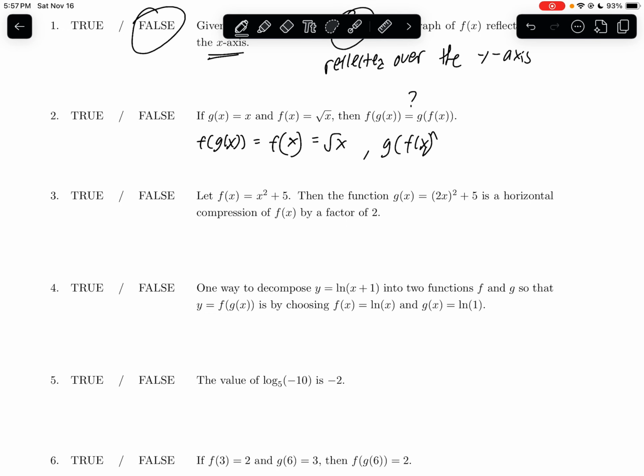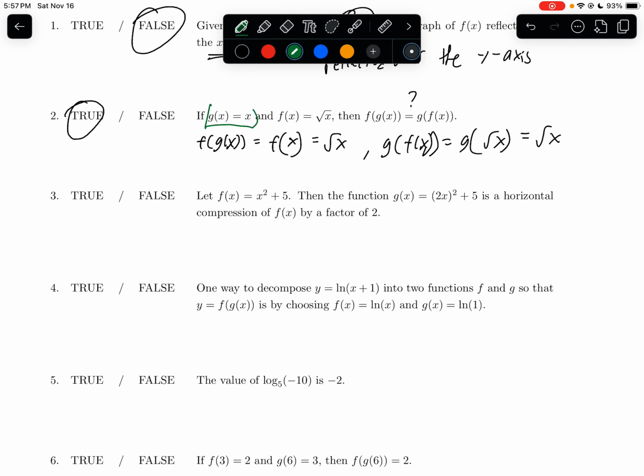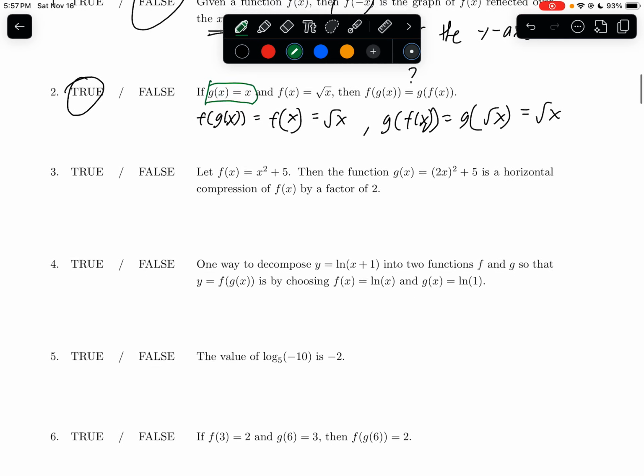If I do g of f of x, then f of x is the square root, and then again, for the function g, whatever I put in, I get precisely that back out. In both cases, I get the square root, and so this is true. Another way to see this is that this function g is a little bit special. It's just equal to x. Anytime you compose a function with the function x, you always get back what you start with. So that's another reason why these will be equal to each other.